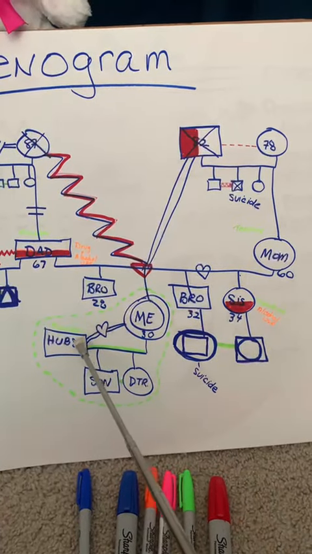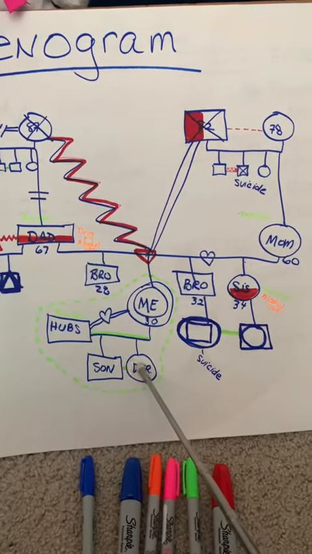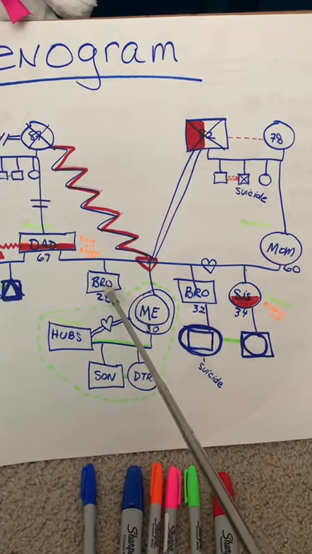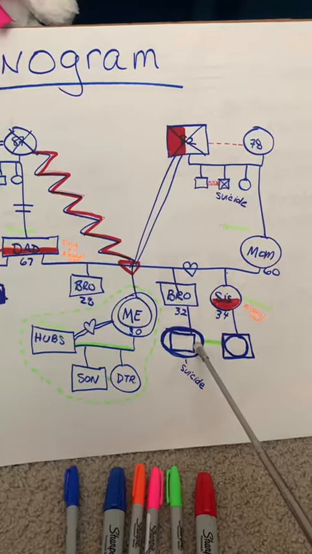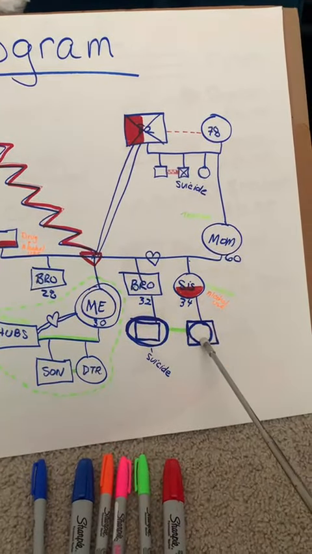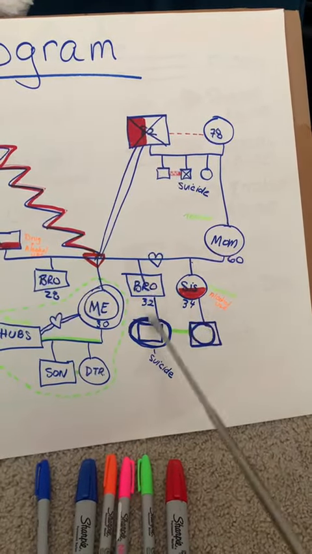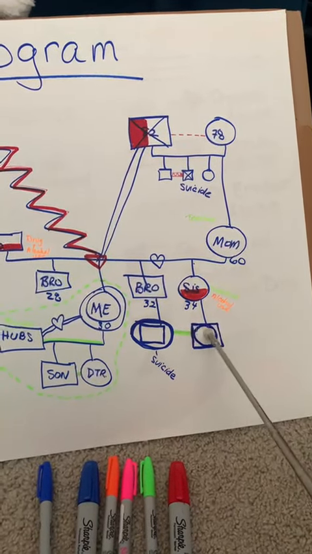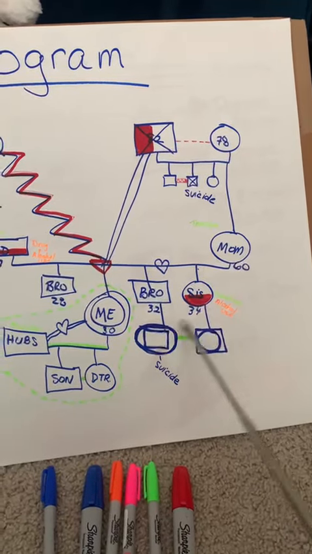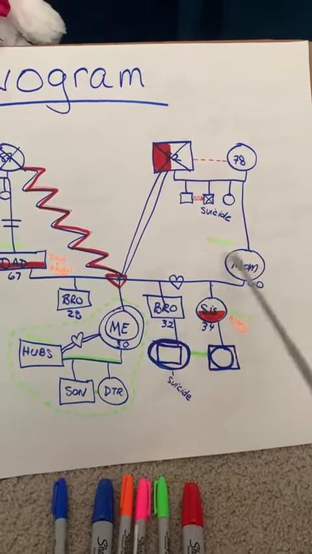This is me. It shows that I'm married and have 2 children, right? But it also shows that I have a brother, another brother, and a sister, and that my brother has a child and my sister has a child. And the symbols will let you know what this square and this circle mean. These are transgender children, right?